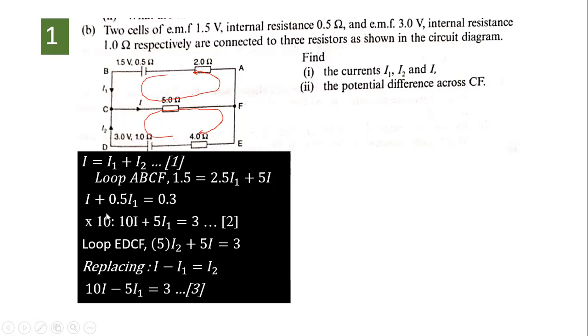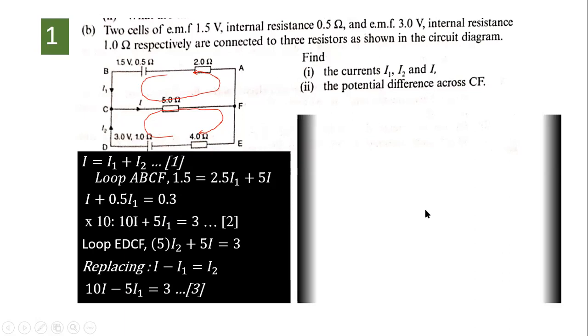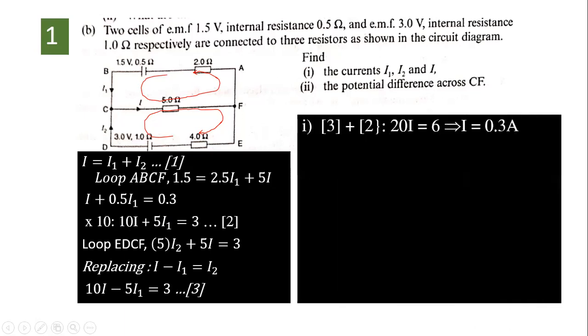Right? That's the reason why I times 10 here, so that I can add these two together, equation 2 and 3. 3 plus 2, my equation 1. I want to solve that. So 1 plus 1, 2 plus 3 is 2, add together. 10 and 10 is 20I. Plus and minus, this one is 0. So 3 plus 3 is 6.